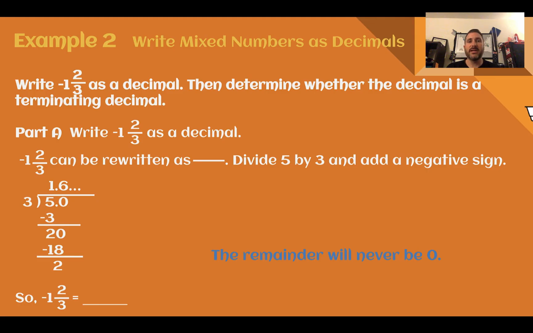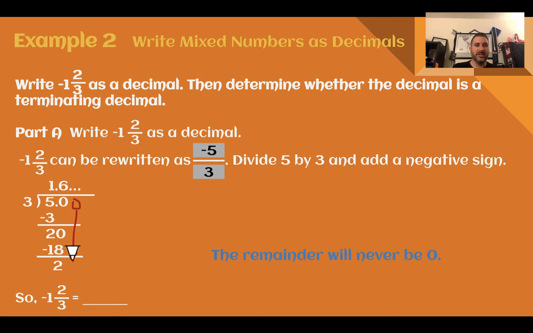Example 2, write mixed numbers as decimals. Write -1 2/3 as a decimal, then determine whether the decimal is a terminating decimal. So first, -1 2/3, we should rewrite it as -5/3 in that improper fraction. So that way we can divide 5 by 3, and at the end we'll just add our negative sign. 3 goes into 5 1 time, subtract, we have 2 left over. 3 goes into 20 6 times, so 3 times 6 is 18, we have 2 left over.